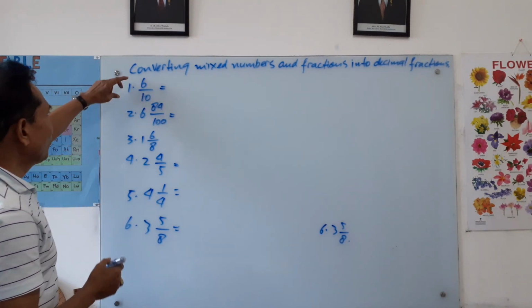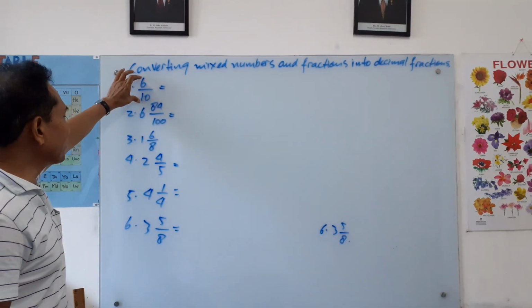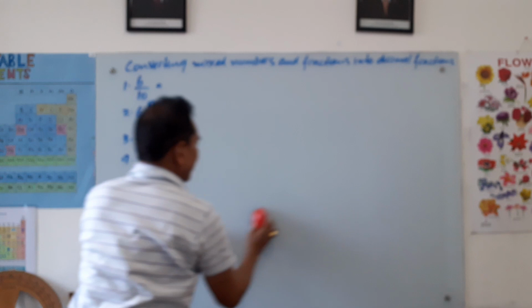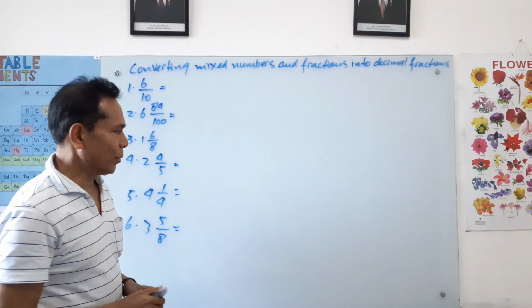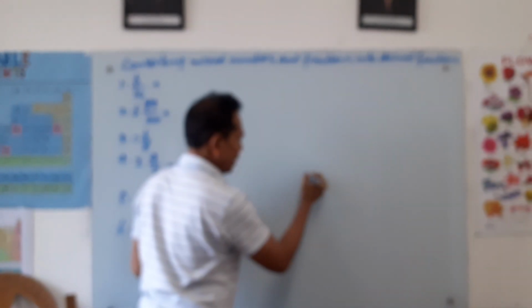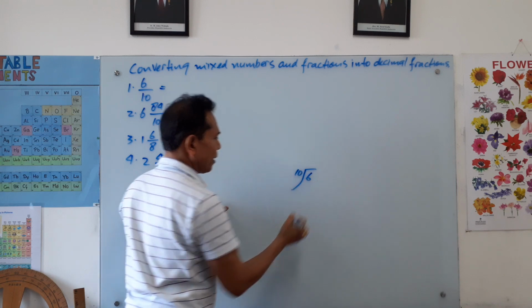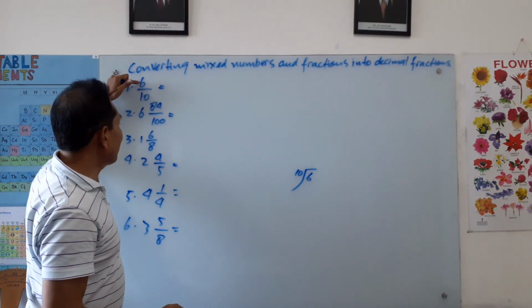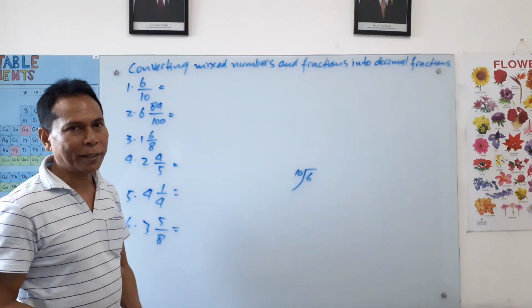Now, number 1, we have 6/10, or 6 over 10. How do we convert this fraction into a decimal fraction? Oh, I erase this. Okay, let me show you how to do it. We work it out manually. We have 6 here and we have 10 here, because our numerator is 6, we put it inside, and our denominator is here, we put it outside.